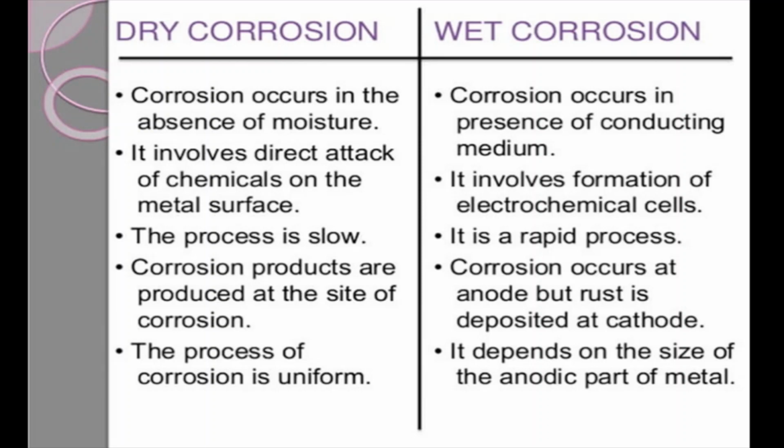Fourthly, corrosion products are produced at the site of corrosion in dry corrosion. For wet corrosion, corrosion occurs at the anode but rust is deposited at the cathode. And lastly, the fifth point: the process of dry corrosion is uniform, but for wet corrosion it depends on the size of the anodic part of the metal. So this is the comparative chart.